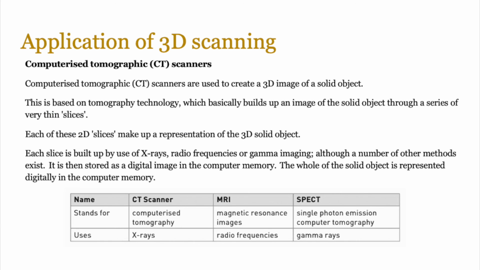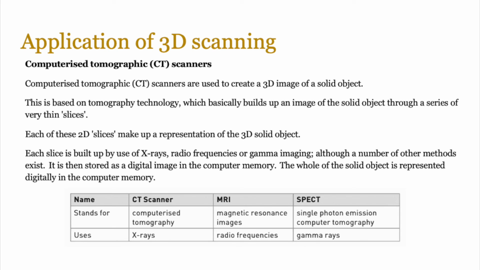A quite common example of 3D scanning is computerized tomographic scanners, CT scanners, which are used in the hospital. CT scanners are used to create a 3D image of a solid object. This is based on tomography technology, which basically builds up an image of the solid object through a series of very thin slices. Each of the 2D slices makes up a representation of the 3D solid object.